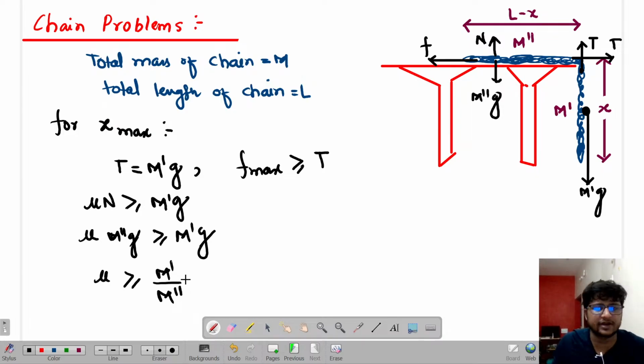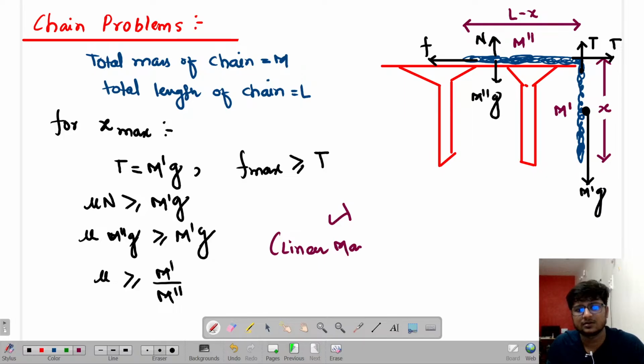Now the question arises how to find m dash by m double dash. I can use lambda. You know the word lambda. Lambda is called linear mass density. One day I'll share one video on these mass densities, you just go through that. That is the finest video I have ever created. Go through these mass density forms.